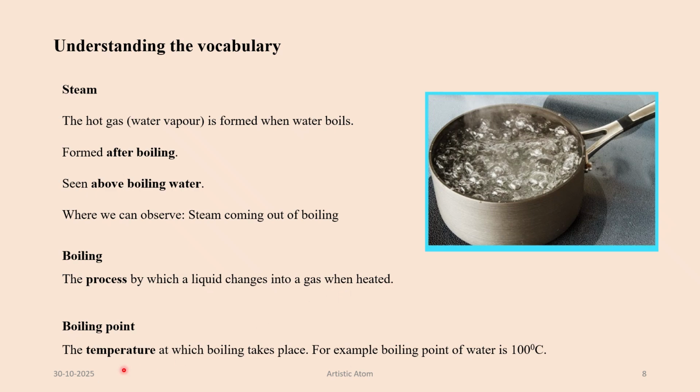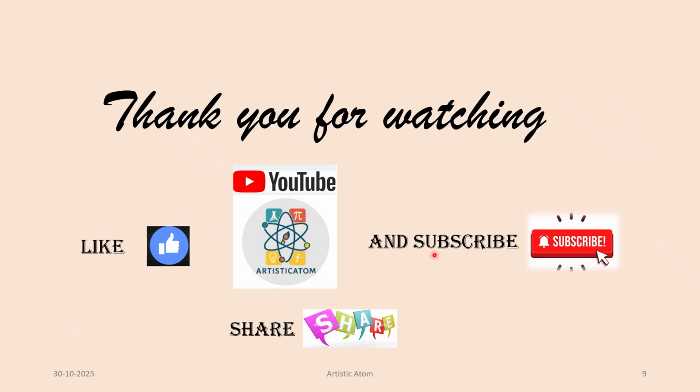Now, when we talk about the term boiling, boiling is the process by which a liquid changes into its gaseous state. What is the boiling point? The boiling point is the exact temperature when this happens. For example, the boiling process happens for water at exactly 100 degrees Celsius. So this 100 degrees Celsius is the boiling point for that particular liquid, water. I hope you have understood these three terms: steam, boiling, and boiling point. Let's move ahead.